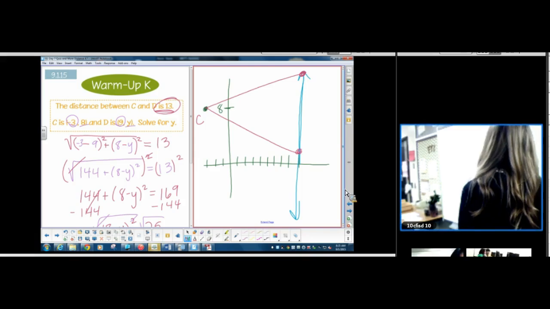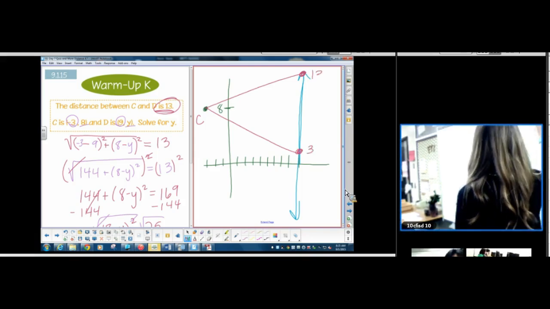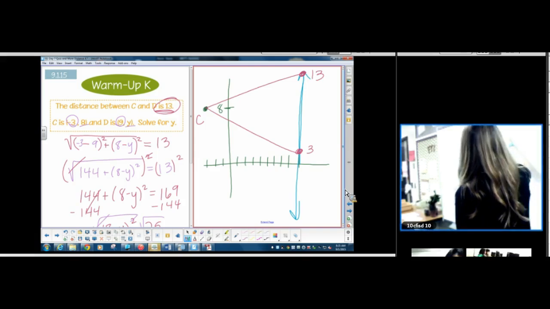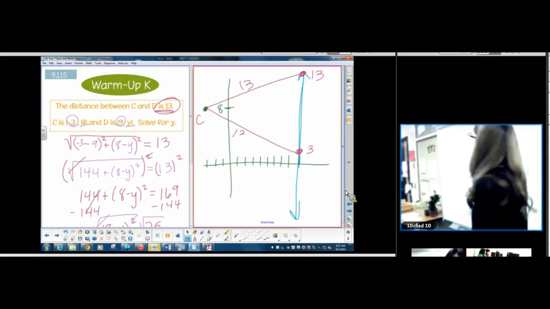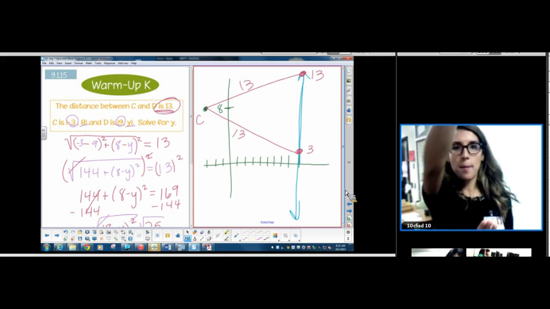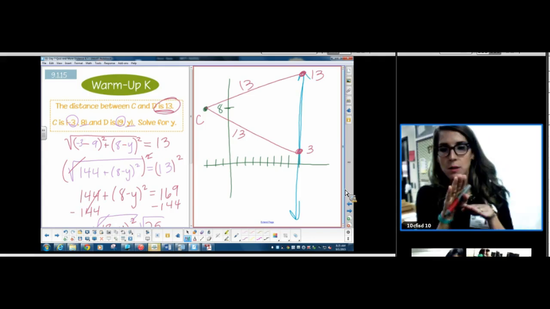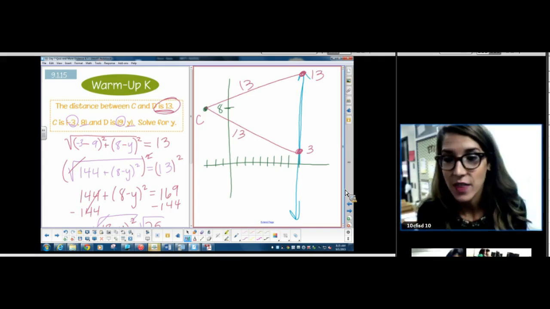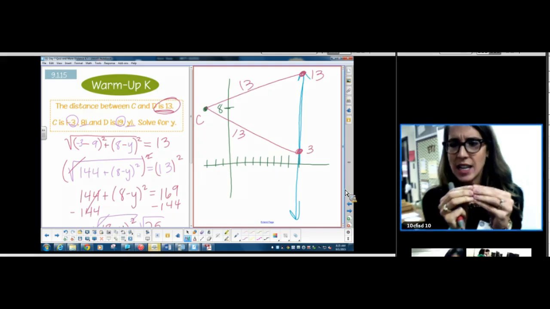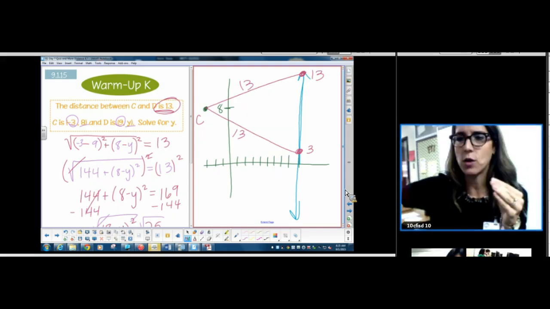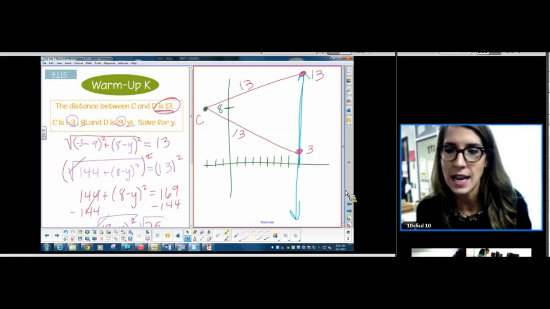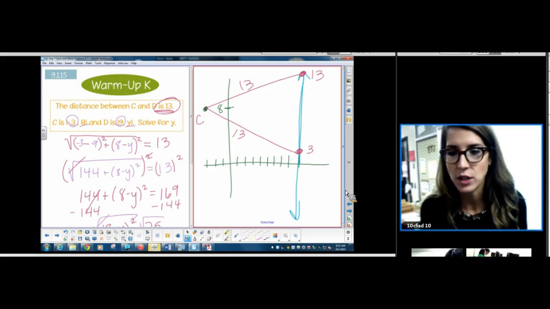Do you kind of see what's going on? This is the answer 3 and this is the answer 13. I need my segment to be 13 units long. Well, I could go 13 kind of up this way and I could go 13 down this way. And that's why there's two answers. I hope that kind of makes sense. You have to start at C and you have to end on that vertical line. And there's two places where you could end where your distance would be 13.